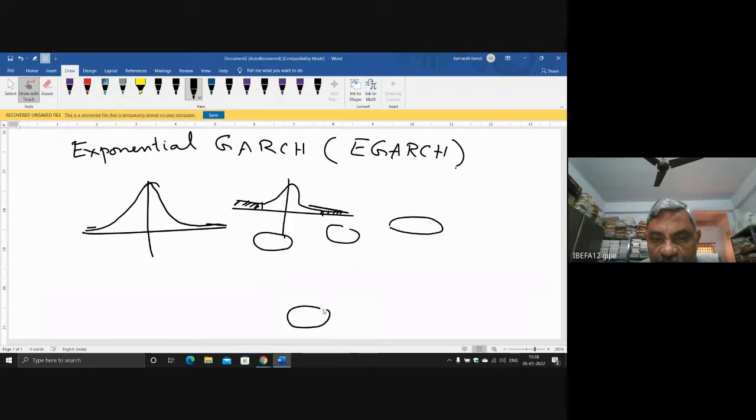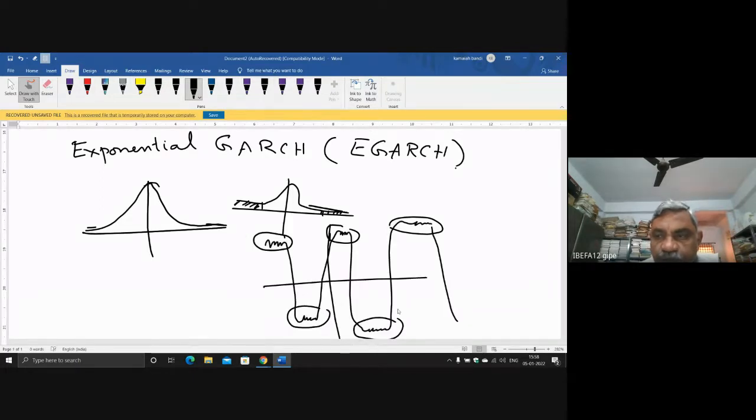A characteristic feature of a volatile series is that there exists clustering. Clusters are there. So what is the significance of these clusters? Suppose now I'll take this case. This is the mean level. They go above the mean level. Having gone there, it sticks for some time.